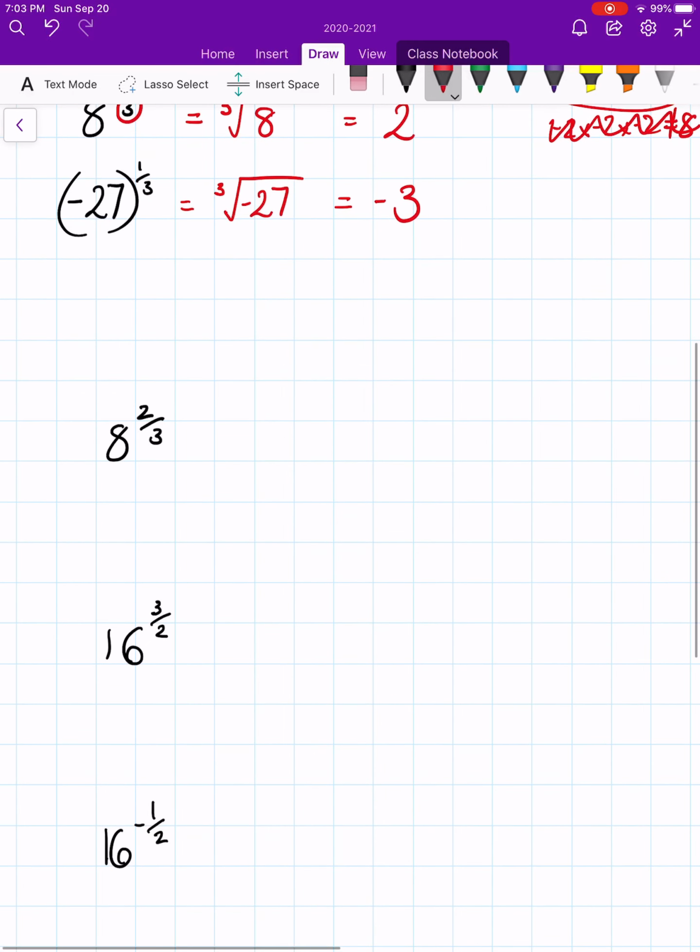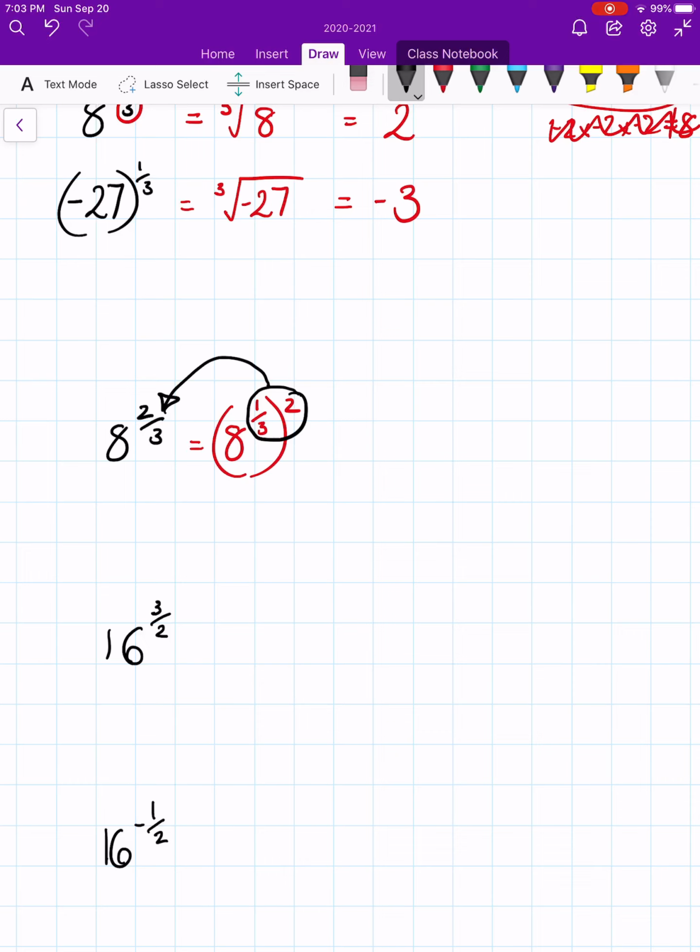We can then do some things where the numerator of that fraction is not 1. So basically we break this down into 8 to the power 2/3 is the same as saying 8 to the power 1/3 and then square that answer that we get. Now the reason this works is because we have our index law that says when we have brackets we multiply the two indices together. Now 2 times 1/3 is equal to 2/3.